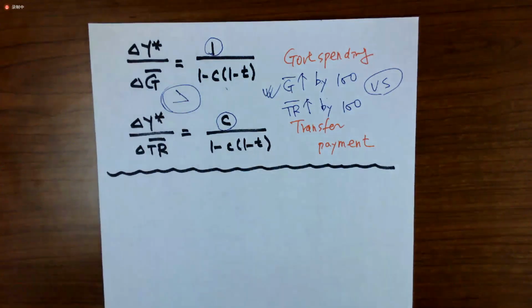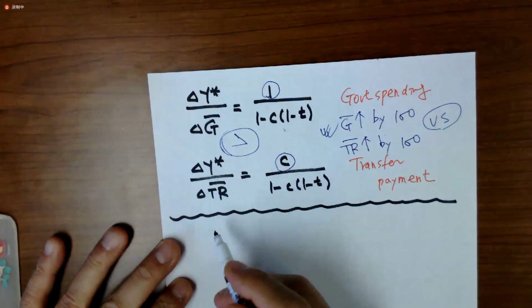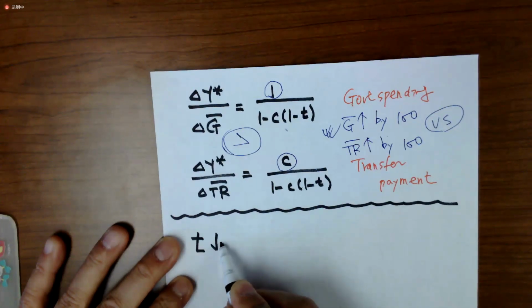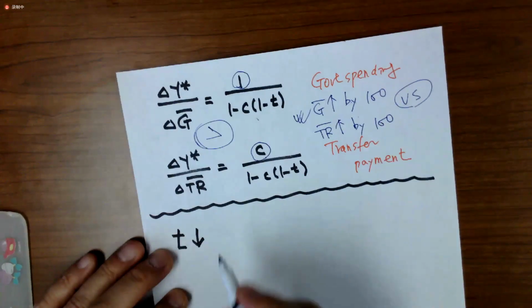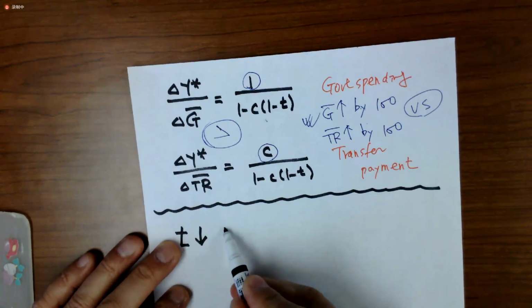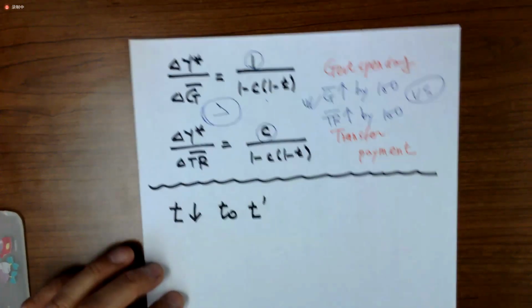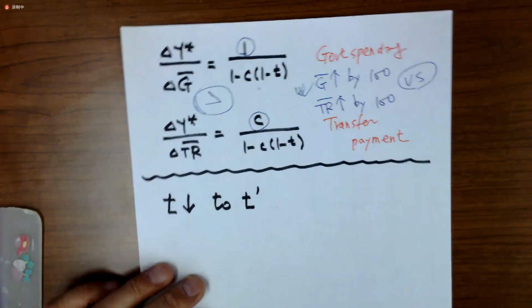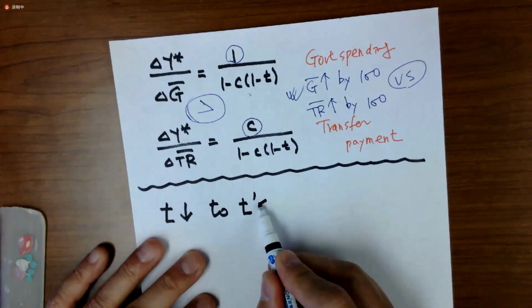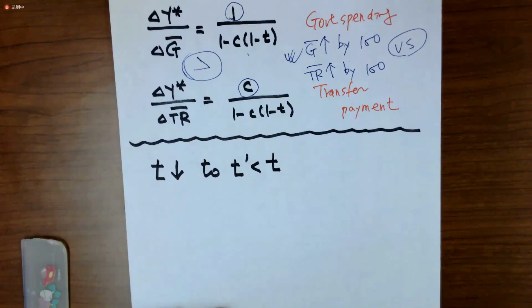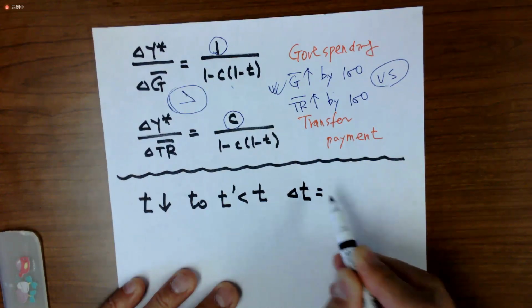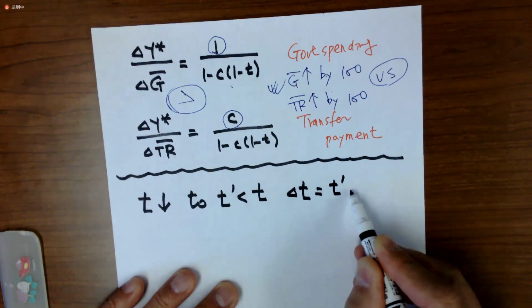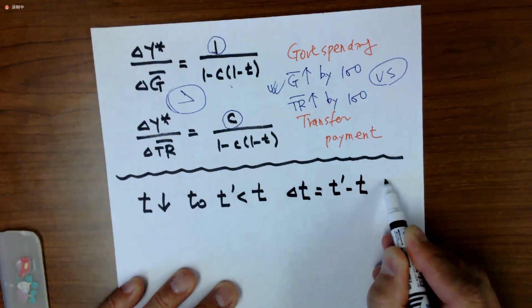All right. The final one is, suppose we consider a tax cut, from T to T prime, which is lower than T. So the change in tax rate is equal to T prime minus T, which is smaller than 0. Agree?